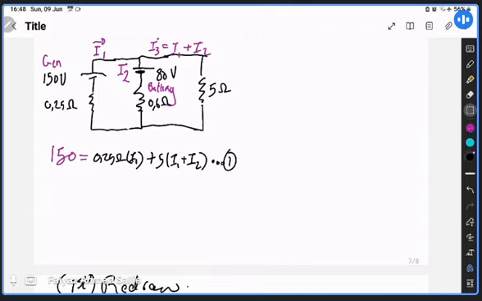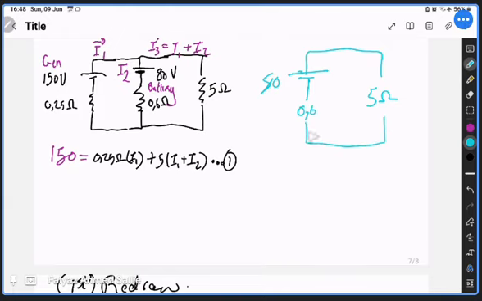Let's focus on the next equation. So now we're going to focus on the second branch. We have 80 volts here, internal resistance of 0.6, and a load of 5 ohms. And we know that the current here is I2. Let's erase this. 80 volts, and the current here is I2.